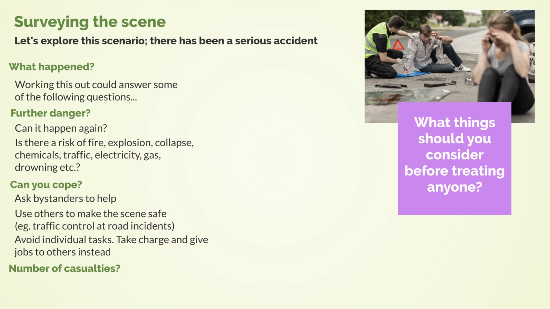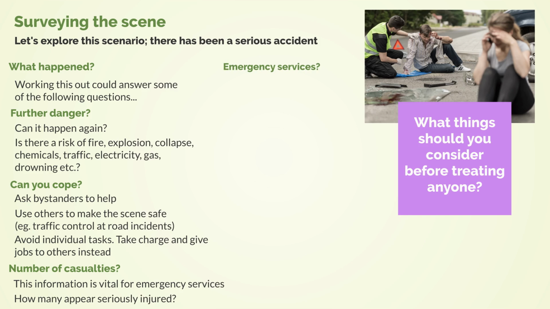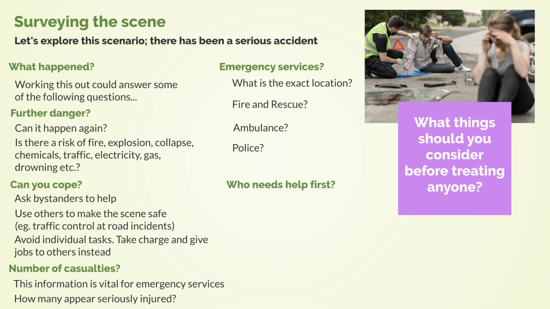Number of casualties. This information is vital for emergency services. How many appear seriously injured? Emergency services. What is the exact location? Fire and rescue? Ambulance? Police? Who needs help first? Assess casualties using the primary survey. If there are multiple casualties, tell others what to do.